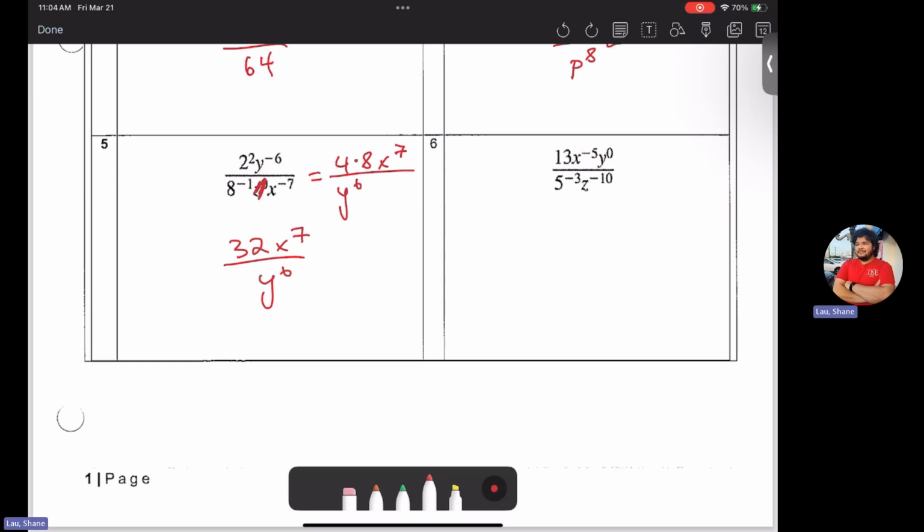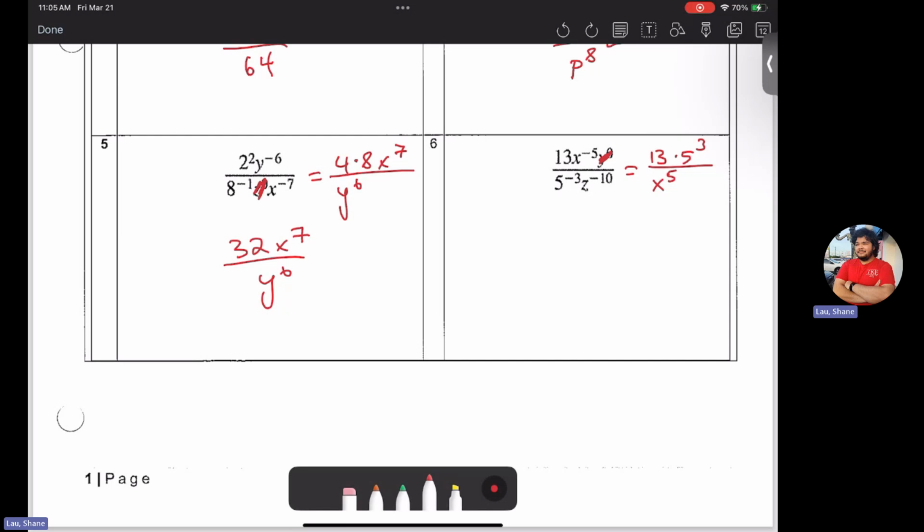Last but not least, I have my 13x to the -5th, y to the 0th, over 5 to the -3rd, z to the -10th. Okay, that's a mouthful, but we'll be fine. Here, I see the 13 is going to stay at 13, nothing special about it. My x, however, is going to go in the denominator. My y to the 0th is just 1, so I'm going to cross it out. 5 to the -3rd is going to go on top and make sure I multiply.